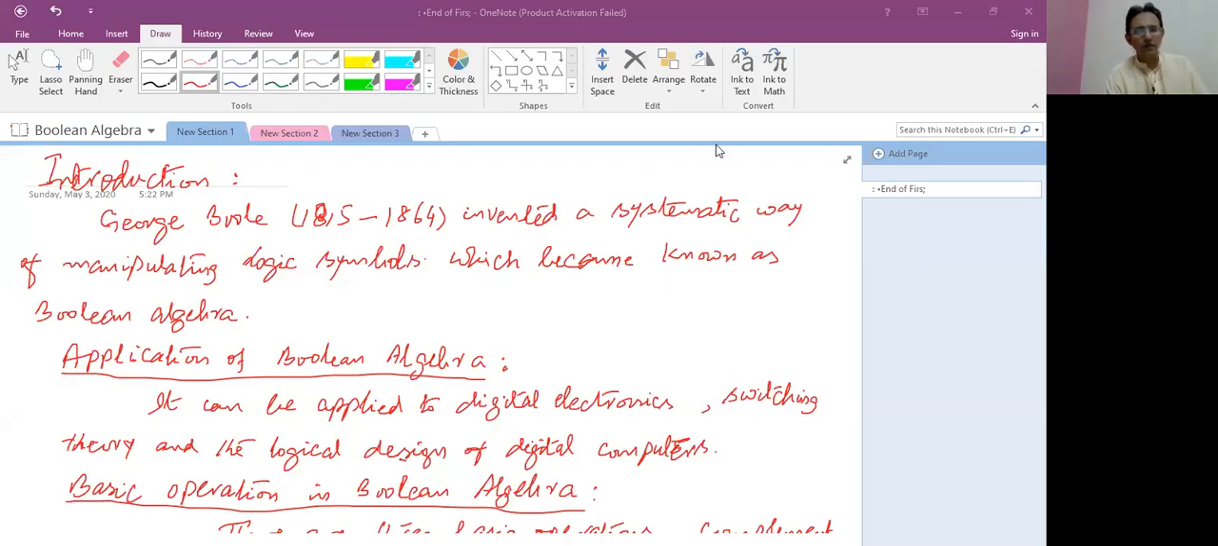Today our topic is Boolean algebra. First, I will give you an introduction to Boolean algebra. George Boole, 1815 to 1864, invented a systematic way of manipulating logic symbols, which became known as Boolean algebra. Now, Boolean algebra can be applied to digital electronics, switching theory, and the logical design of digital computers.